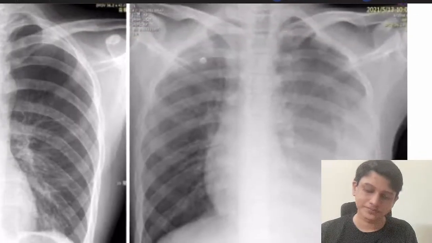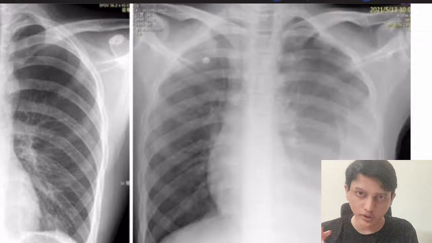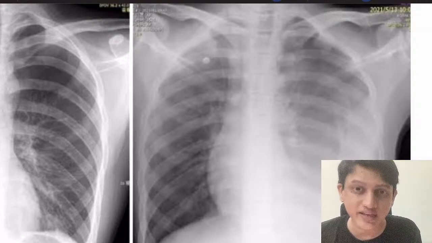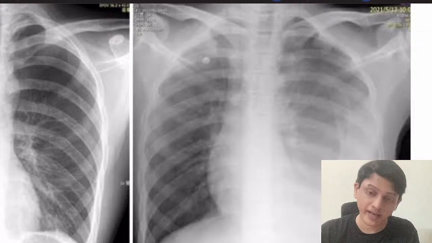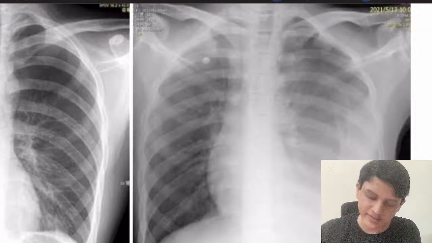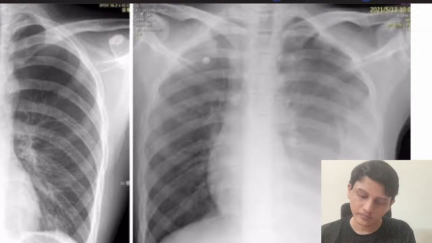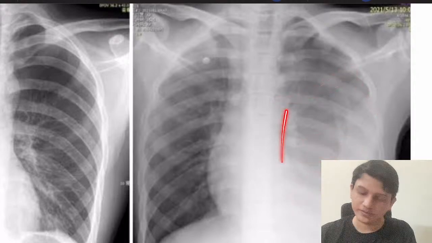What is this? Can anybody tell? If it is very black, then it is air, pneumothorax. If anything is white, it is liquid. White on X-ray is liquid. Black on X-ray is air. So what has happened here? Anyone? Nimesha, Nami, anyone? Can anybody say what has happened in this X-ray? The entire thing has become white, right? Till here it's white. What is this? White.